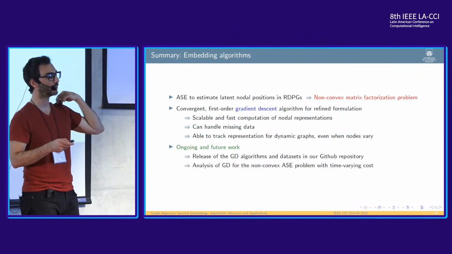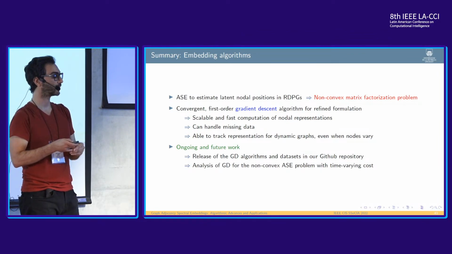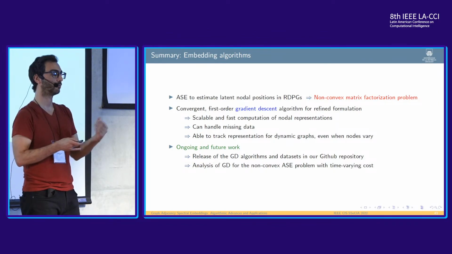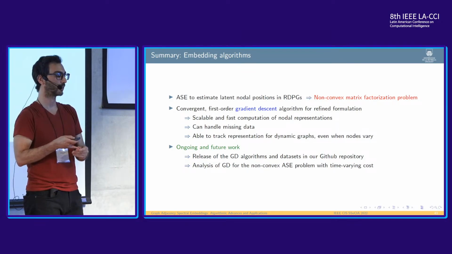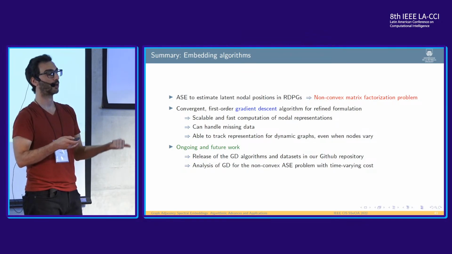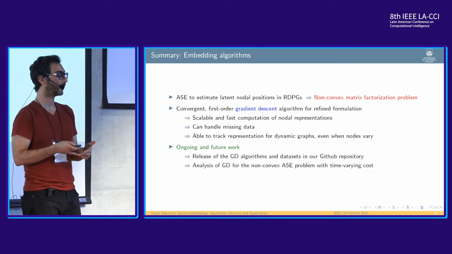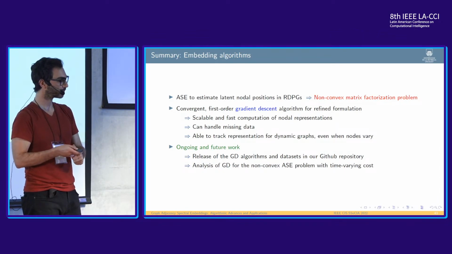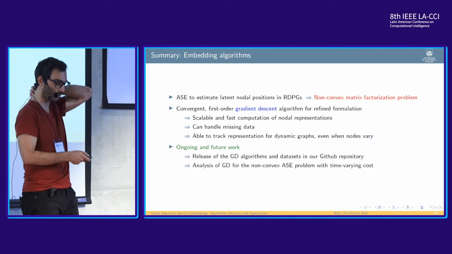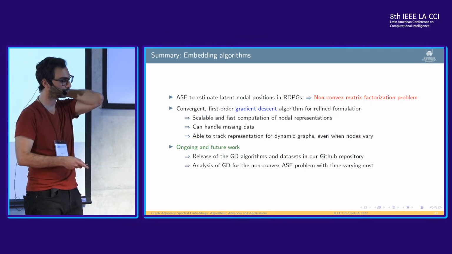So as a summary of this second part, we can compute the adjacency spectral embedding via a non-convex matrix factorization problem. The main tool here is gradient descent, and this allows us to compute better representations that are aligned with previous graphs, and that also allows us to take into account missing data. There's code for this, if you want to take a look, in our GitHub repository. I will show it later.